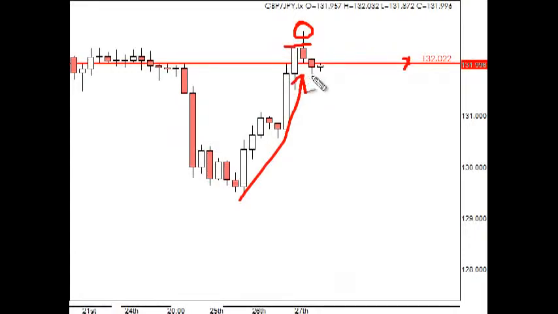Now, the only problem I see with this trade is that it looks like it might want to reverse right now. It doesn't look like it wants to keep moving in a bearish direction. So as long as it breaks this line down here, the low of this candle here, we should be good to go for this trade. If it doesn't, it might have a few problems.